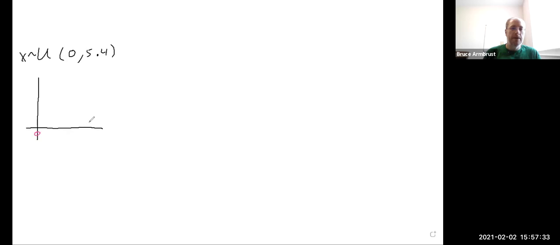So here's 0, somewhere out here is 5.4. And if it's a uniform distribution, it looks like that. Everything is just as likely, so our probability density function is a line. It's a horizontal line.